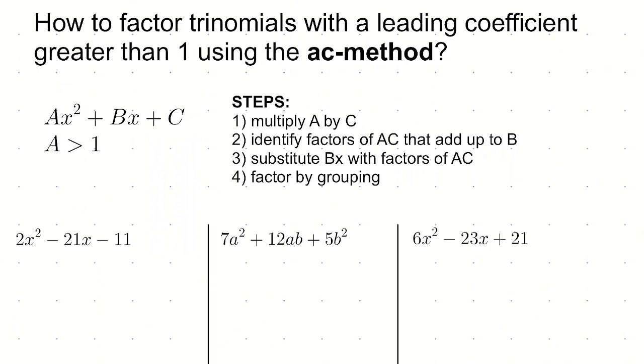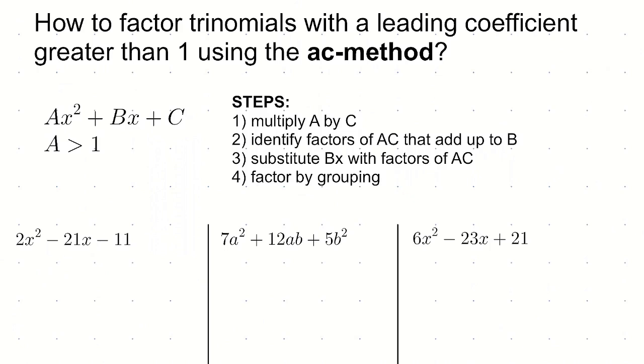So the steps for using the AC method is multiply a times c. That's why it's called the AC method. Then we're going to identify factors of AC that add up to the middle term, b. Then we're going to use those factors and substitute bx. So we're going to remove the negative 21 for example number 1, and we're going to replace it with those two factors. And then we're going to factor by grouping. Alright, so let's see how that's done on problem number 1.